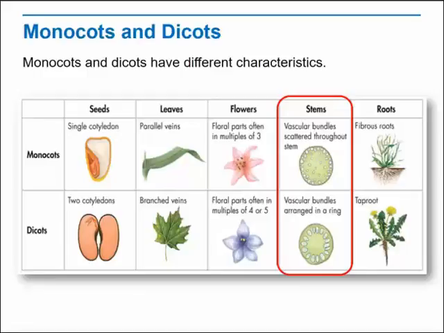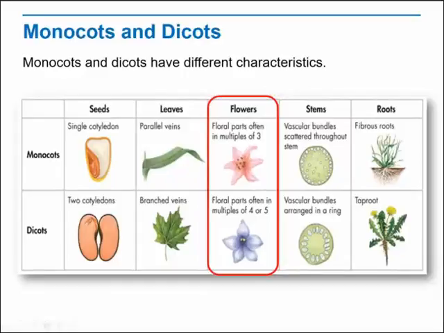How do the flowers of monocots and dicots typically differ? Monocot flowers often have floral parts in multiples of 3. Dicots often have floral parts in multiples of 4 or 5.